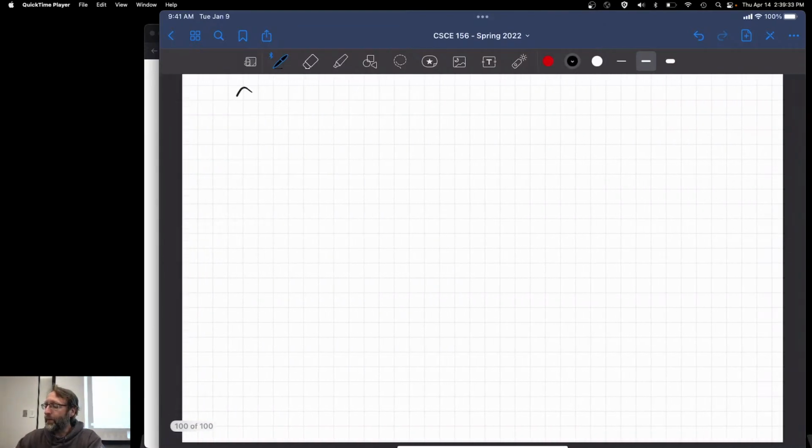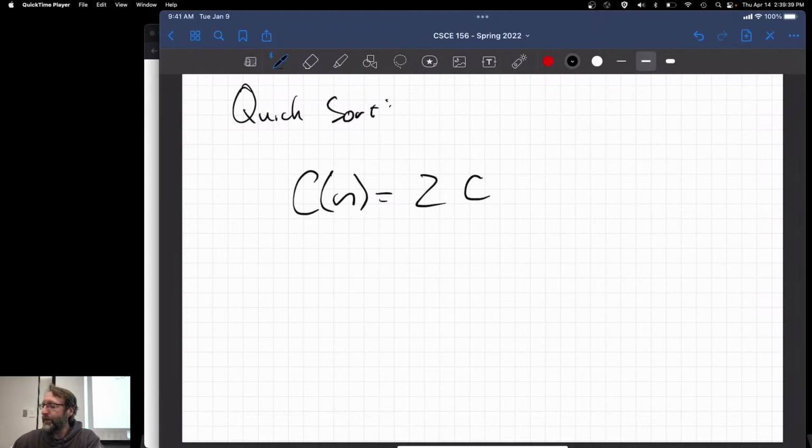For quicksort, we have that C sub n is equal to 2C sub n divided by 2. 2 recursive calls, cutting the input in half each time, and making a linear number of comparisons. So here A is 2, B is 2. What is D?